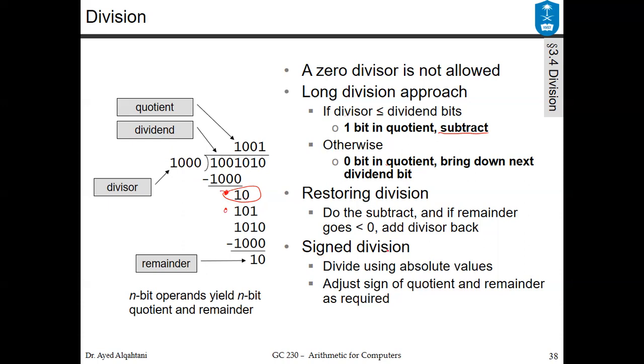This is signed division. You divide using absolute values and then adjust the sign of the quotient and the remainder as required. Because, you know, in the multiplication, if you multiply positive with positive, it's going to be a positive number.